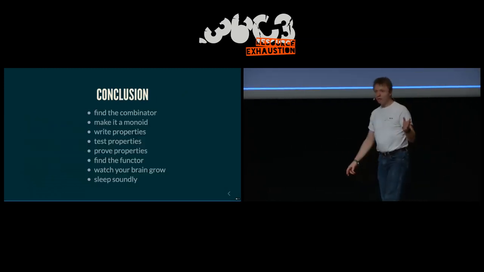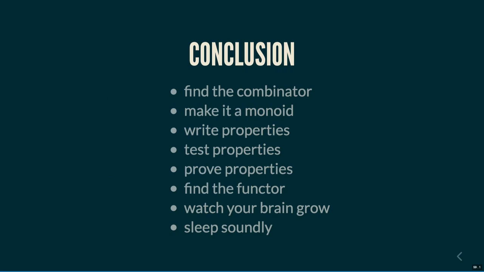So in your software, in your domain model, look for a combinator. Look for a function that will combine two things into a bigger thing. See if you can make that thing associative, and look for a neutral element, and very often you will find one. Make it a monoid. Say monoid a couple times, you'll remember it.